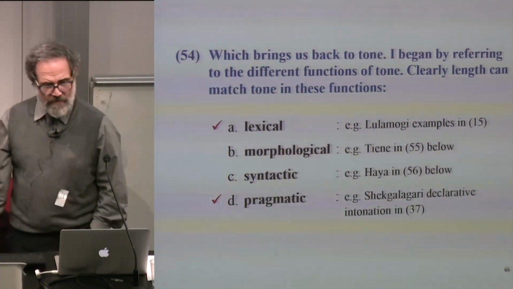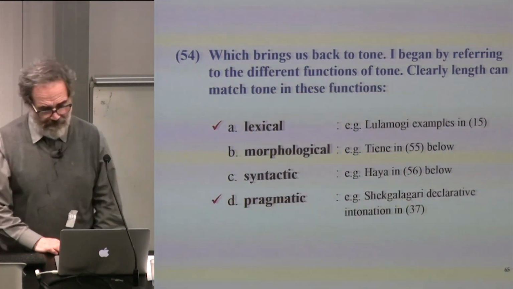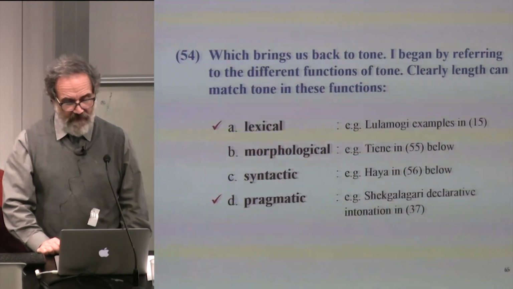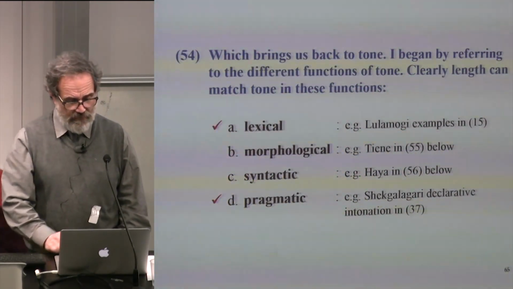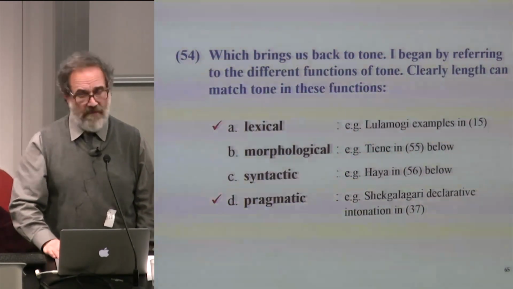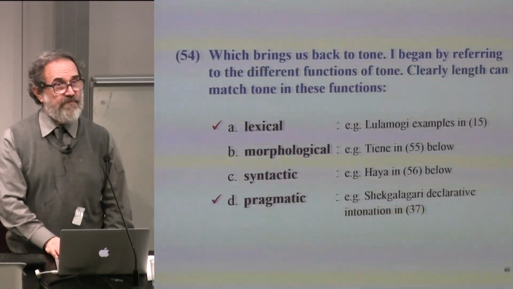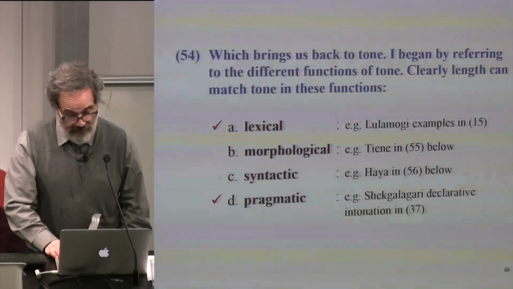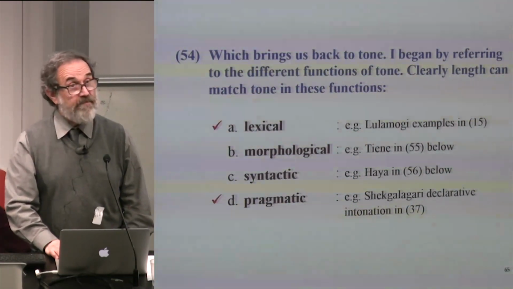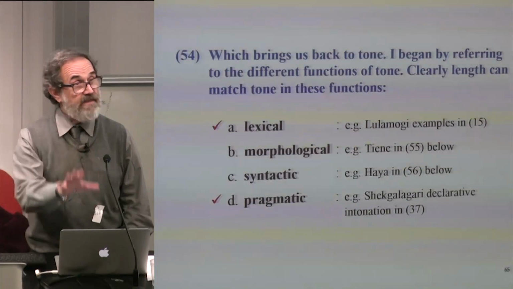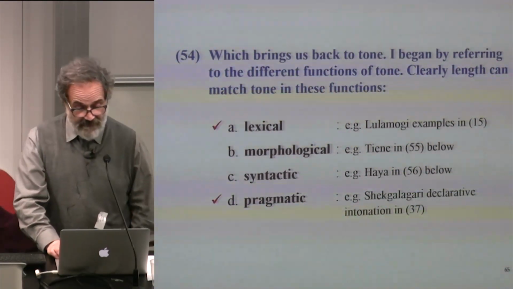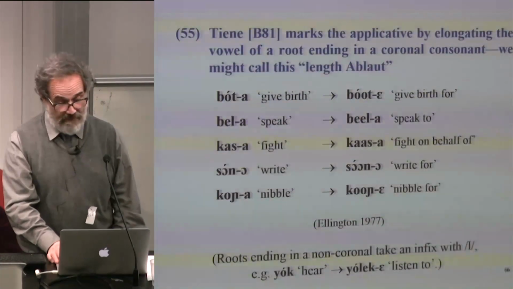Okay, which, of course, brings us back to tone. I began by referring to the different functions of tone. Clearly, length can match tone in these functions. The two red check marks we've already seen, lexical contrasts. We've seen that in Lulamogi. I started with that, showing you minimal pairs. Pragmatically, the Sheikh al-Akhari declarative intonation. Some of the other ones in my table that I didn't go through would make the same point. Morphological and syntactic functions is what I need to show you now.